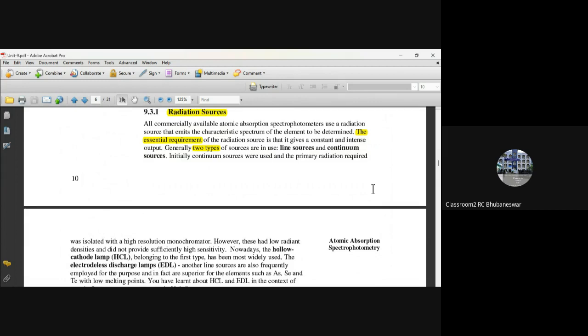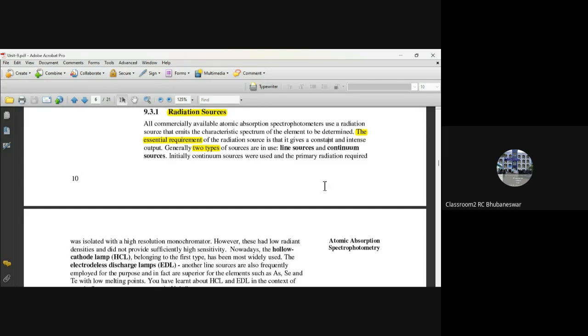So coming to the radiation source, all commercially available atomic absorption spectrometers use a radiation source that emits the characteristic spectrum of the element to be determined. The source is very, very important here for the atomic absorption spectrophotometer. You have to choose the source according to the element which you want to determine in your water sample or in some different sample. You have to see it in your soil sample. Before atomization, you need to choose the radiation source.